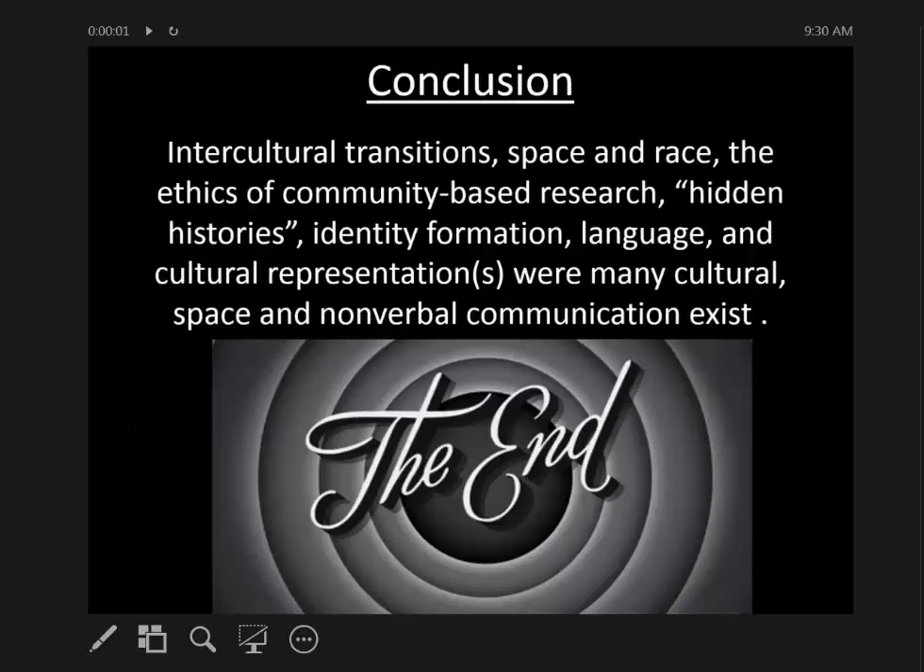Conclusion. Intercultural transitions, space and race. The ethics of community-based research, hidden histories, identity formation, language, and cultural representations where many cultural space and nonverbal communication exist.